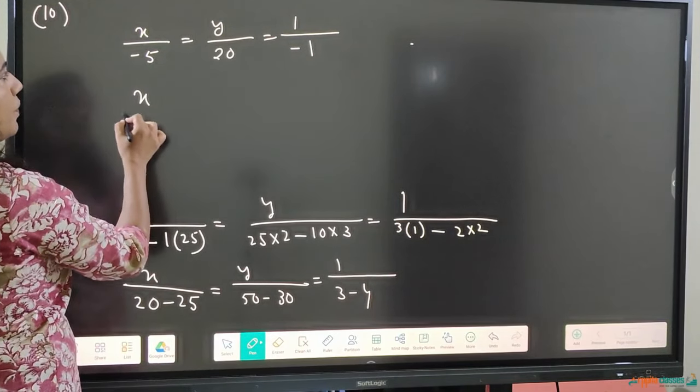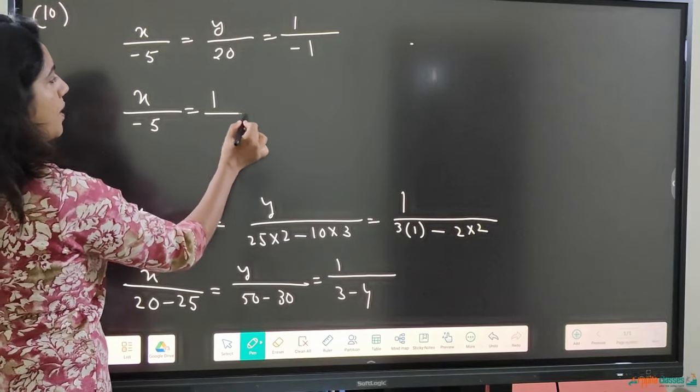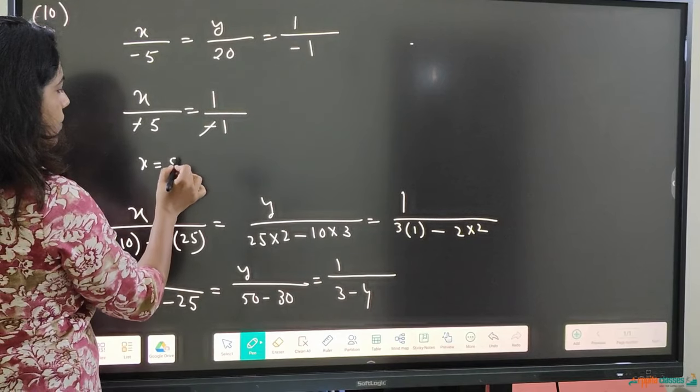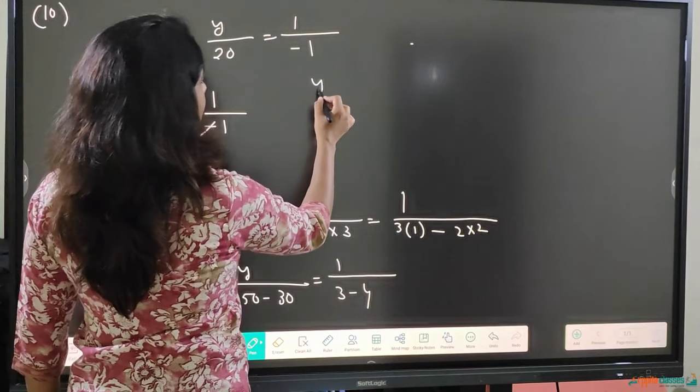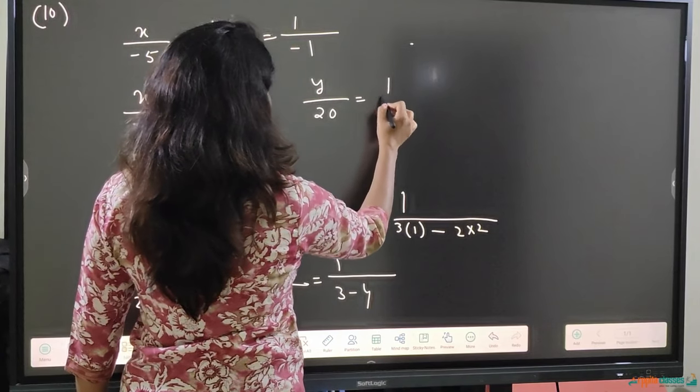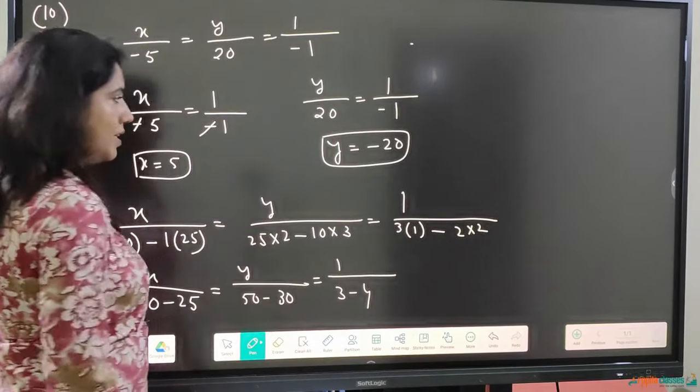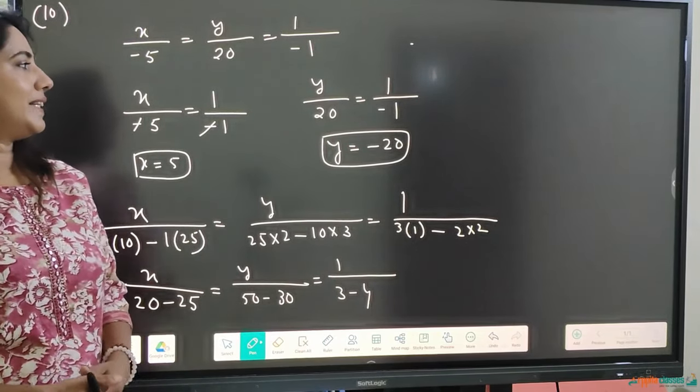So therefore x upon minus 5 is equal to 1 upon minus 1. Minus minus gets cancelled. X is equal to 5 and y upon 20 is equal to 1 upon minus 1. So y is equal to minus 20. So we got the value of x and y.